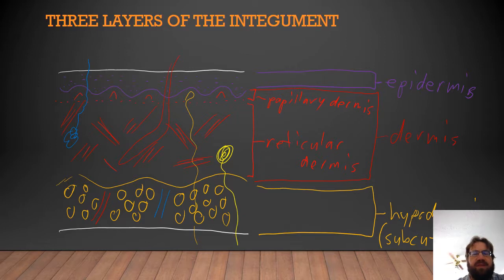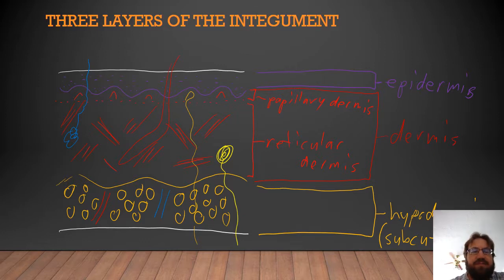All right, so in summary, we have the epidermis on top. We'll subdivide that into some layers on the next slide. We have the dermis, which is divided into the upper papillary dermis and the lower reticular dermis. And then we have the hypodermis or subcutaneous layer, which is mostly fat with a number of very large blood vessels in it.